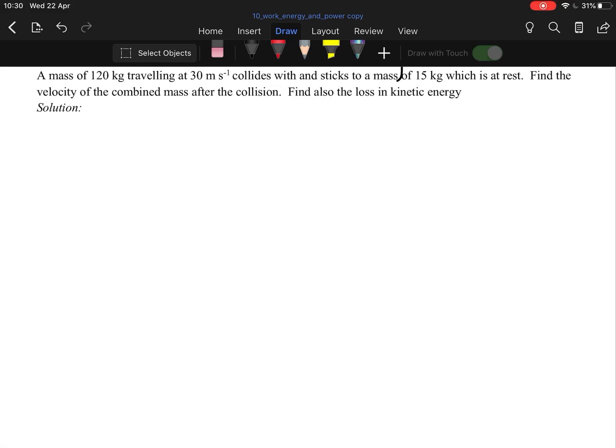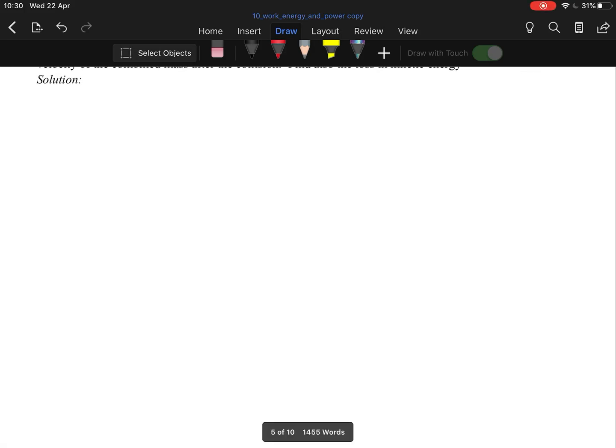The simple answers in physics are generally the correct ones. All right. I think this is the last question before we move on to the next thing, power. So we're almost there. A mass of 120 kgs traveling at 30 meters per second collides with and sticks to a mass of 15 kgs, which is at rest. Find the velocity of the combined mass after the collision. Find also the loss of kinetic energy.